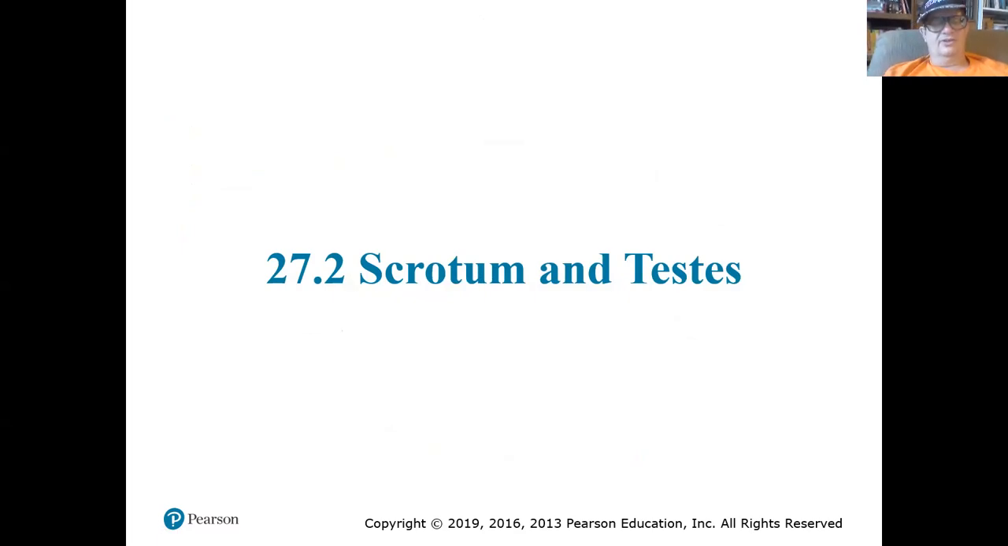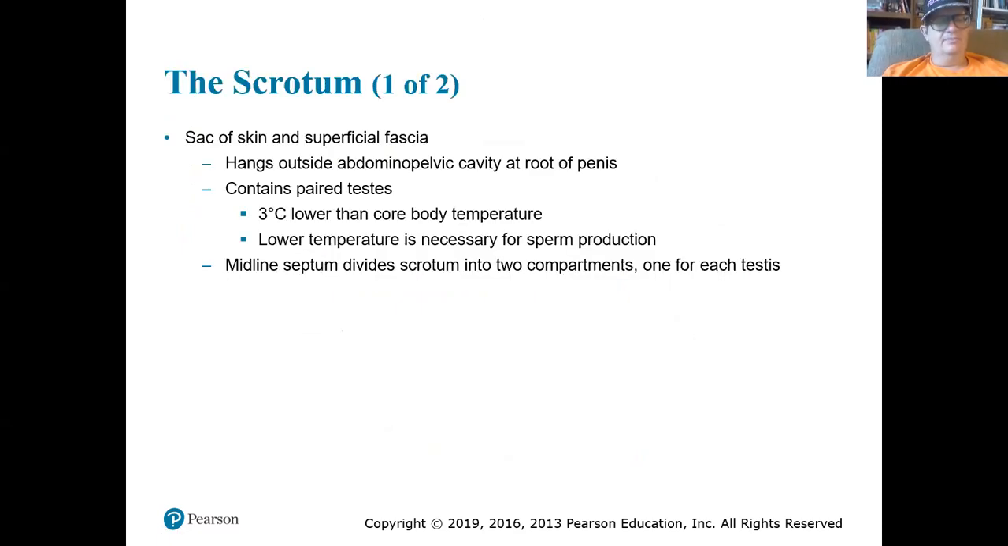We'll talk about things like the dartos and the cremaster muscle, shrinkage. Okay. So the scrotum is a sac of skin and fascia. It's hanging outside the abdominopelvic cavity. It's at the root of the penis, the base of the penis. It has the two testes. There's a septum between them. It is 3 degrees centigrade lower than the core body temperature.